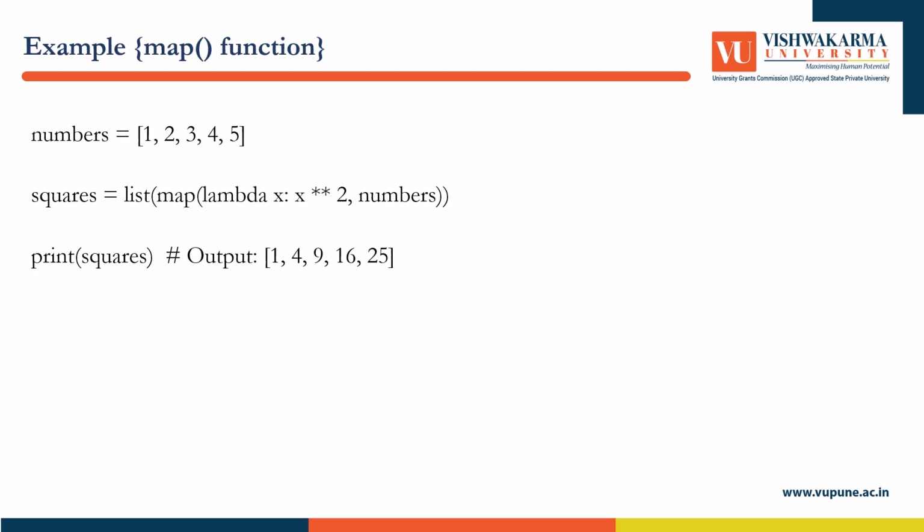Again, we have the list of numbers 1 2 3 4 5. Now we are generating the squares of this list. It will square each element. This condition will affect each element and print the square of each element, and it will print a new list like 1 4 9 16 25, the squares of the numbers.